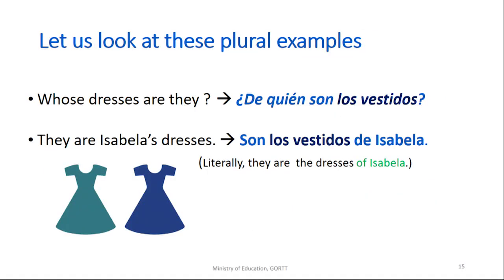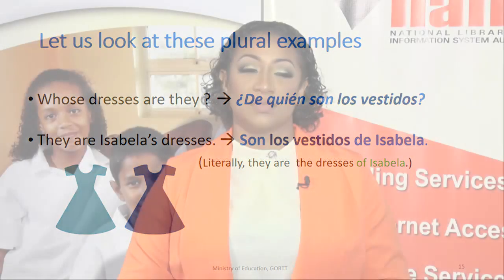Let's look at some examples. Look at these dresses. I want to ask, whose dresses are they? I say, ¿de quién son los vestidos? If someone tells me that the dresses belong to Isabella, literally, they are the dresses of Isabella.